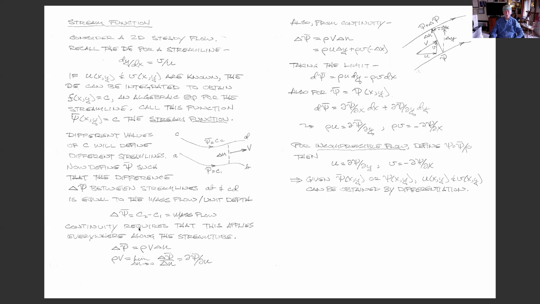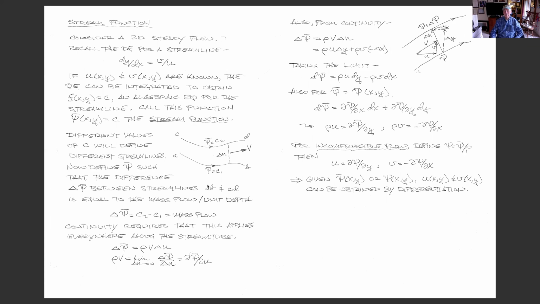So we've crudely defined this, and so we have delta psi bar equal to rho v, that's the mass flow, times delta n, which is the physical space between the two streamlines. So we can write it this way. Well, you know what's going to happen. You just say rho v is equal to the limit as delta n goes to 0 of delta psi over delta n, or partial of psi with respect to n. And this is a big deal in that if you know psi of xy, taking its derivative with respect to n gives you the velocity. If you know the stream function.